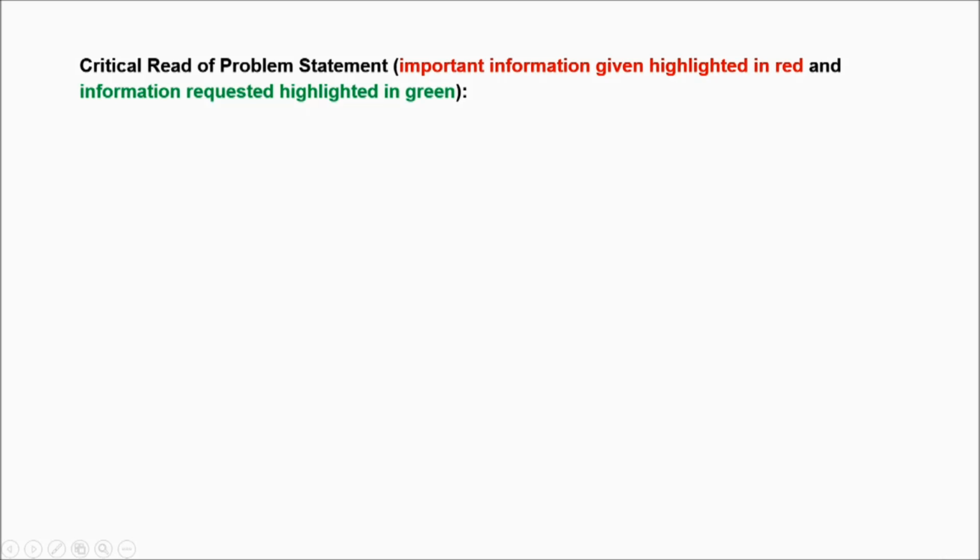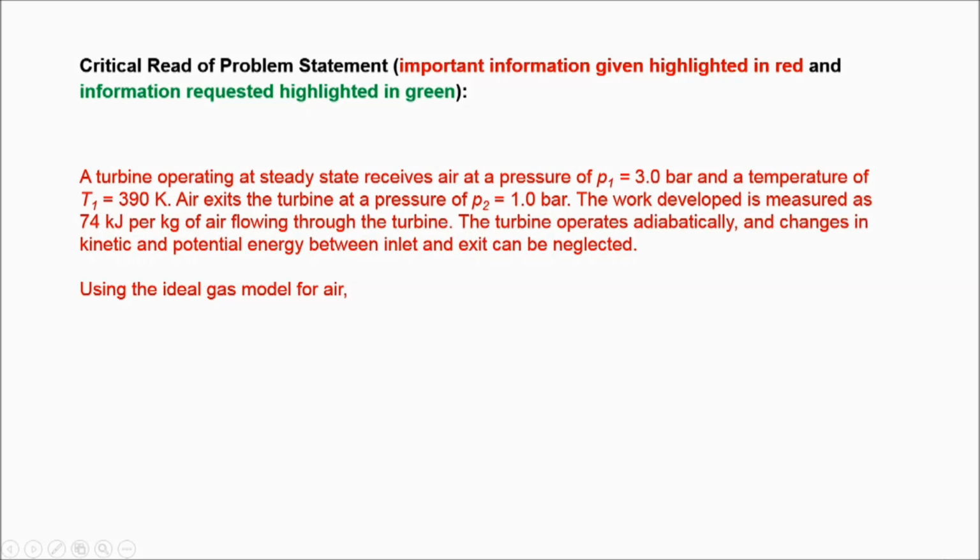First, let's do a critical read of the problem statement, highlighting in red the important information given, and in green the information requested. Highlighted in red for the information provided, we have the following. A turbine operating at steady state receives air at a pressure P1 equals 3 bar and a temperature of T1 equals 390 Kelvin. The air exits the turbine at a pressure P2 equals 1 bar.